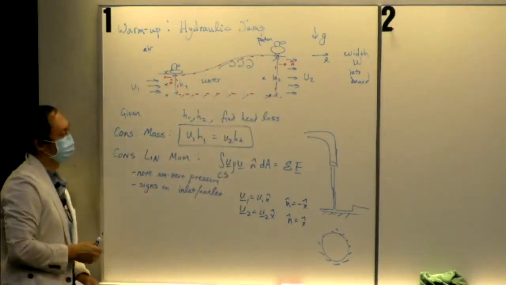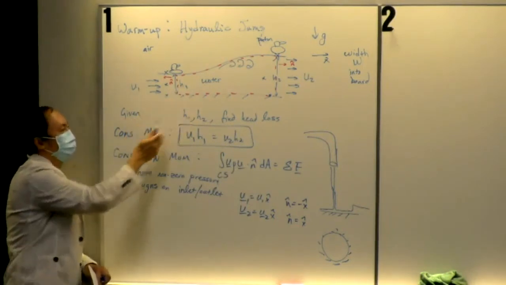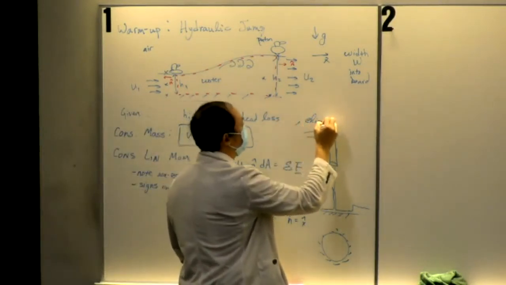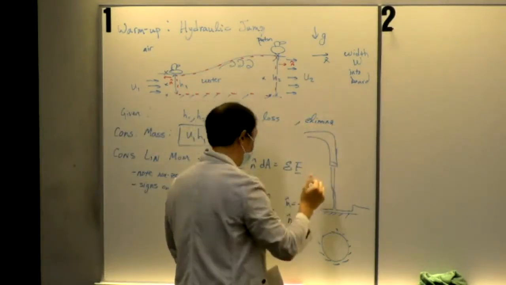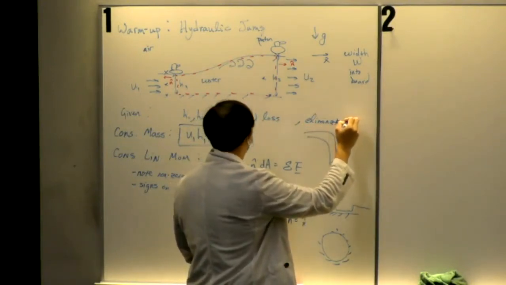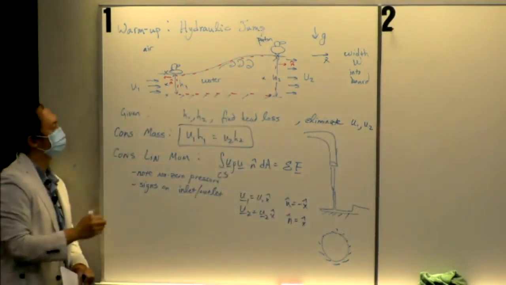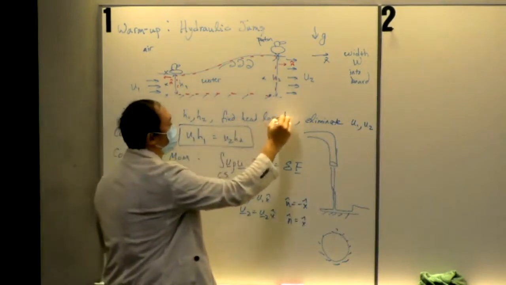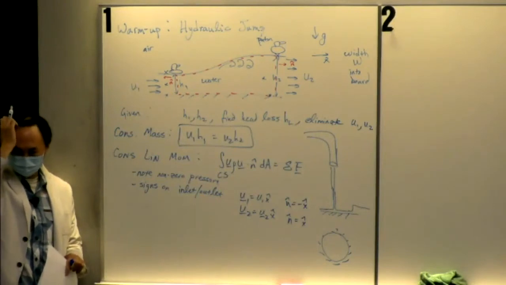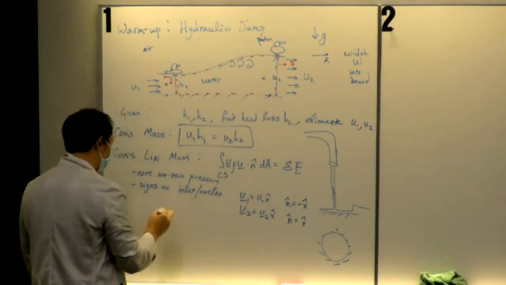That you're going to have to use throughout. Remember, only your final answer is going to have H1 and H2, so you need to eliminate U1 and U2. Remember, head loss is HL. And all these three equations, conservation of mass, linear momentum, and energy, they all involve similar variables. So we're going to have to eliminate some of these.